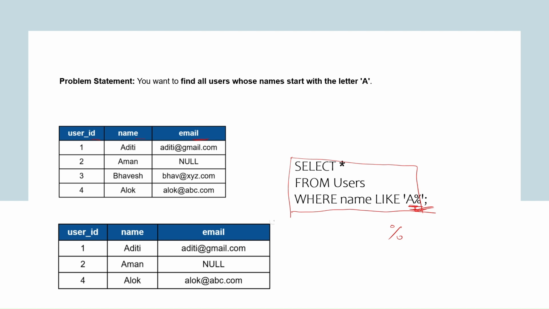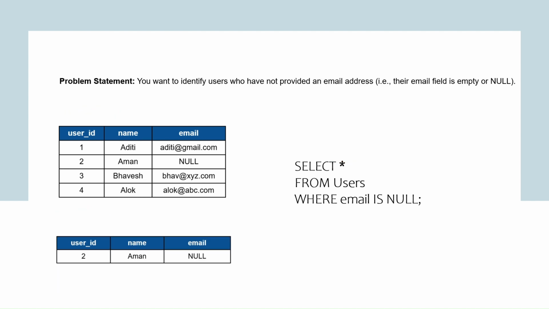The next example that I would have is for the IS NULL operator, where my problem statement says that you want to identify users who have not provided an email address. That means the email field is empty or null, given your users table, the same table that we referred to in the past question. So again here you only want to filter out the users where email is equal to null, and from the input table it's very clear that the output is going to be the details of user ID 2, where the email ID is null.